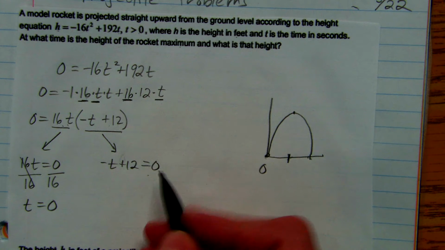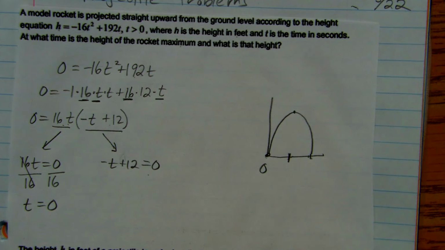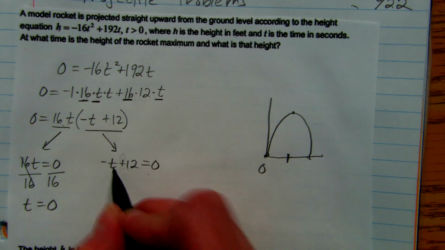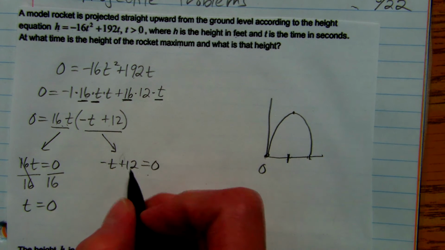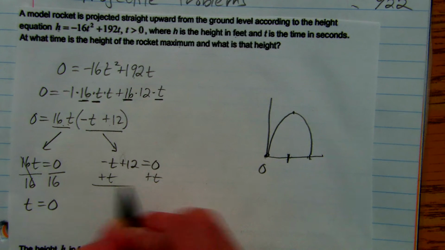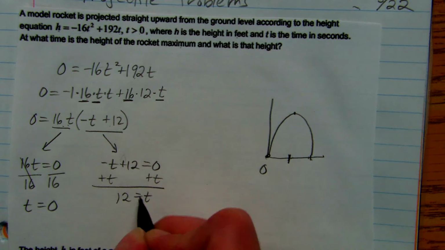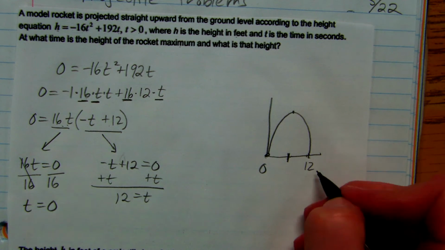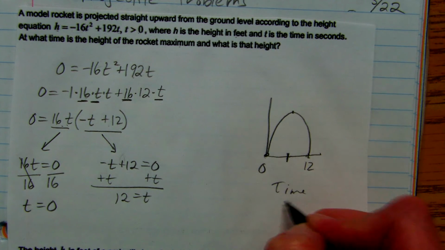Over here, I'll go through the process the way you guys are used to seeing it, even though it takes longer. If I'm solving for t, Keegan, what would I do first? Add the t. Okay, you can add the t. So we get 12 equals t. That means it's going to hit the ground here at 12. So if it asked us when it hit the ground, that would be my answer. And this is my time, and this is seconds.